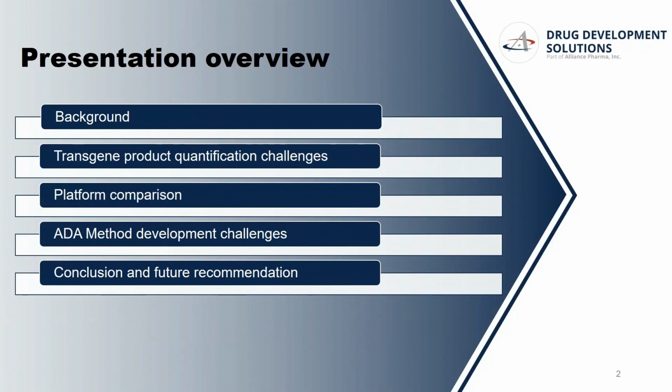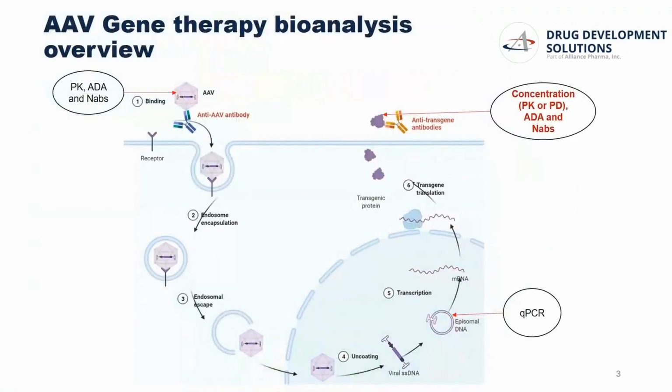will share. And then we'll move on to talking about immunogenicity assessment, also using the Gyrolab platform, of some of the transgene products that we've looked at. At the end, we'll provide some conclusions and some future recommendations in terms of assessing PK and immunogenicity of transgene products. So to start, let's look at the overview of AAV gene therapy in bioanalysis.